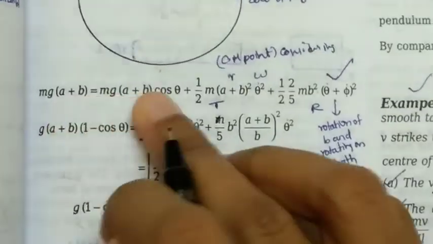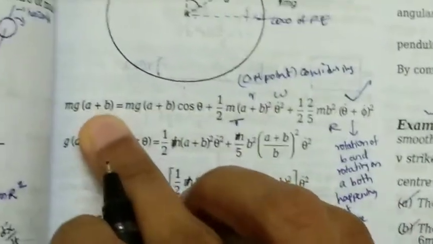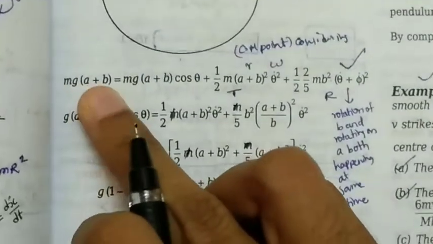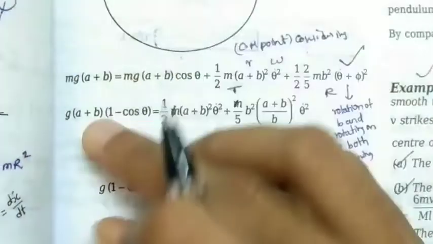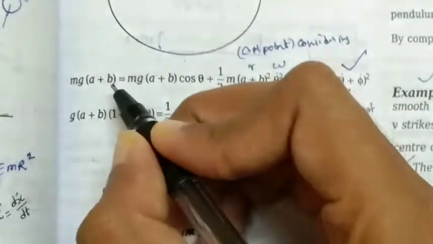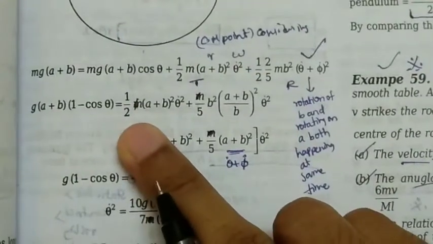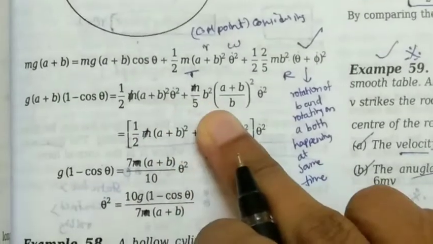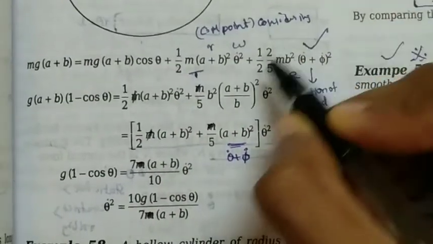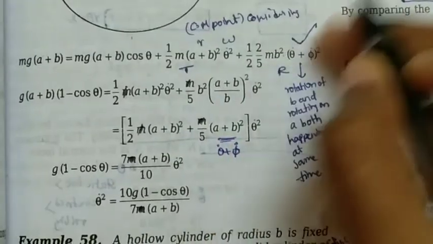And next is, here also mg into a plus b, here also mg into a plus b, but only thing is cos theta. So let's send this term to this side. So if we send, actually m is cancelled. So here g into a plus b, here also g into a plus b. If we take it common, g into a plus b, what would remain is here 1, here cos theta. So 1 minus cos theta after sending this term to this side. And here as usual half into a plus b whole square theta dot square, and here actually 2 would get cancelled, so 5 would remain, and b square would remain, m has got cancelled.